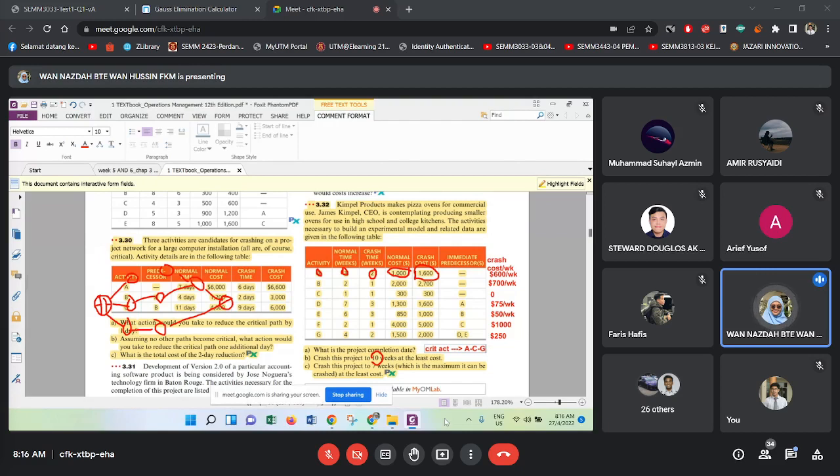Bukan C. ADG. Dia bukan C, dia D. Kenapa C itu bukan critical activity? Kenapa dia bukan critical activities on the critical path? Kenapa?